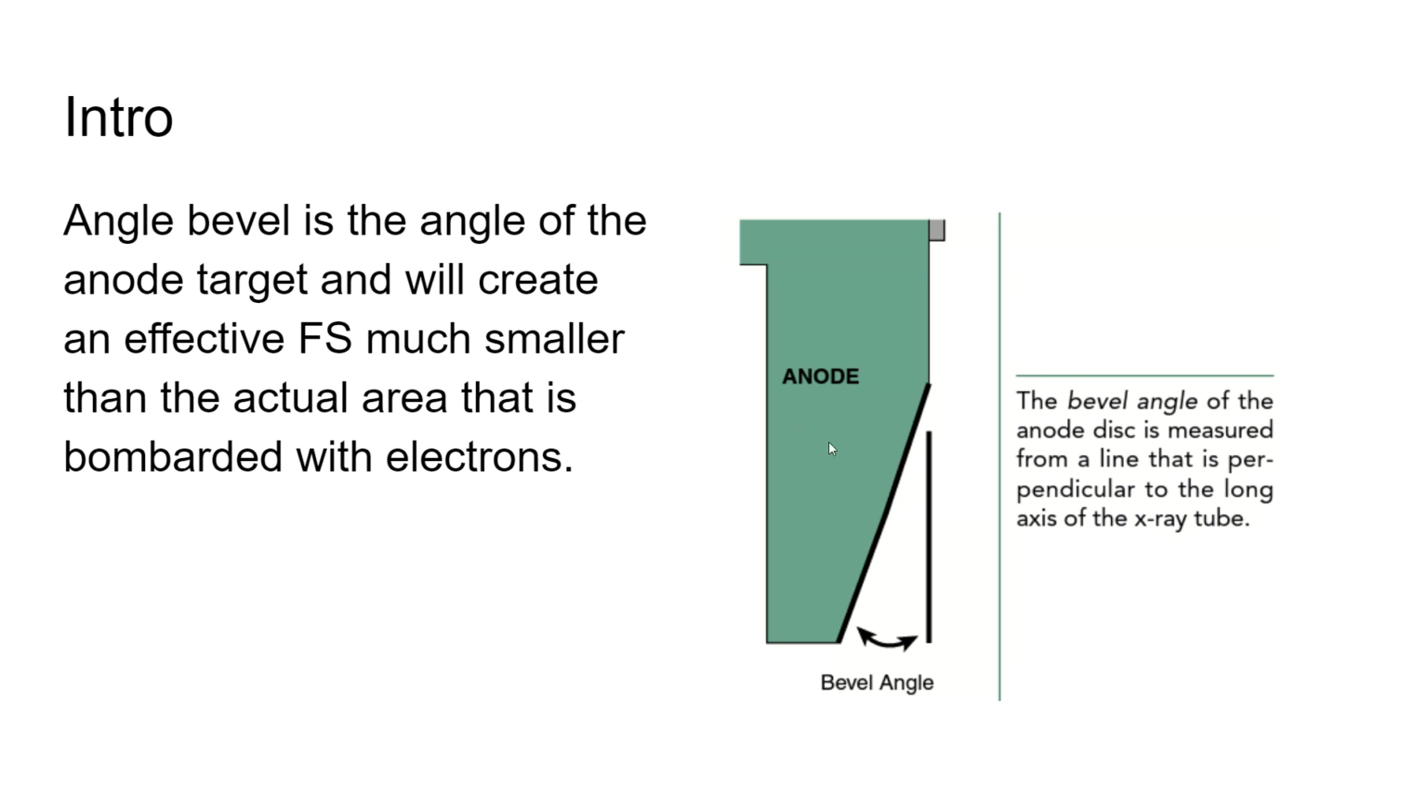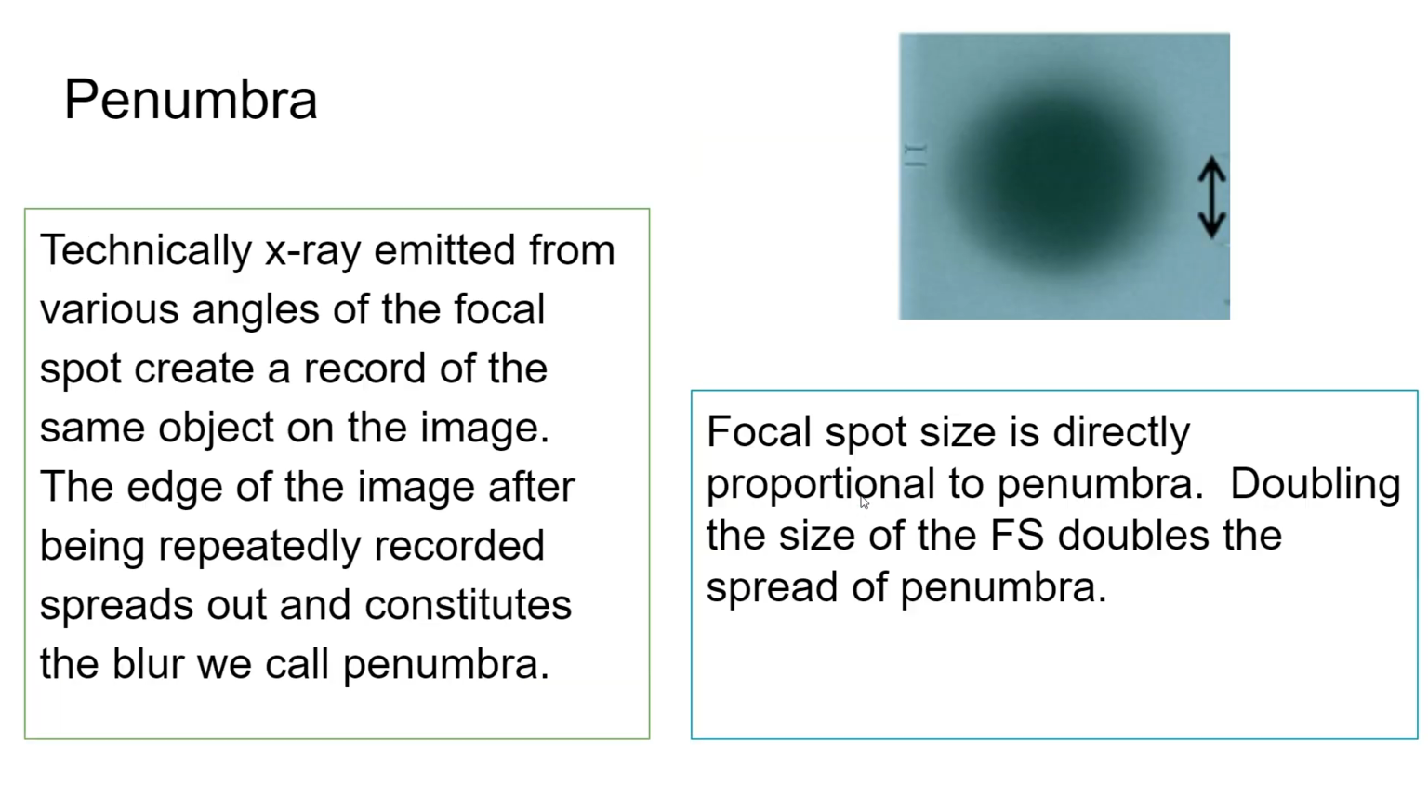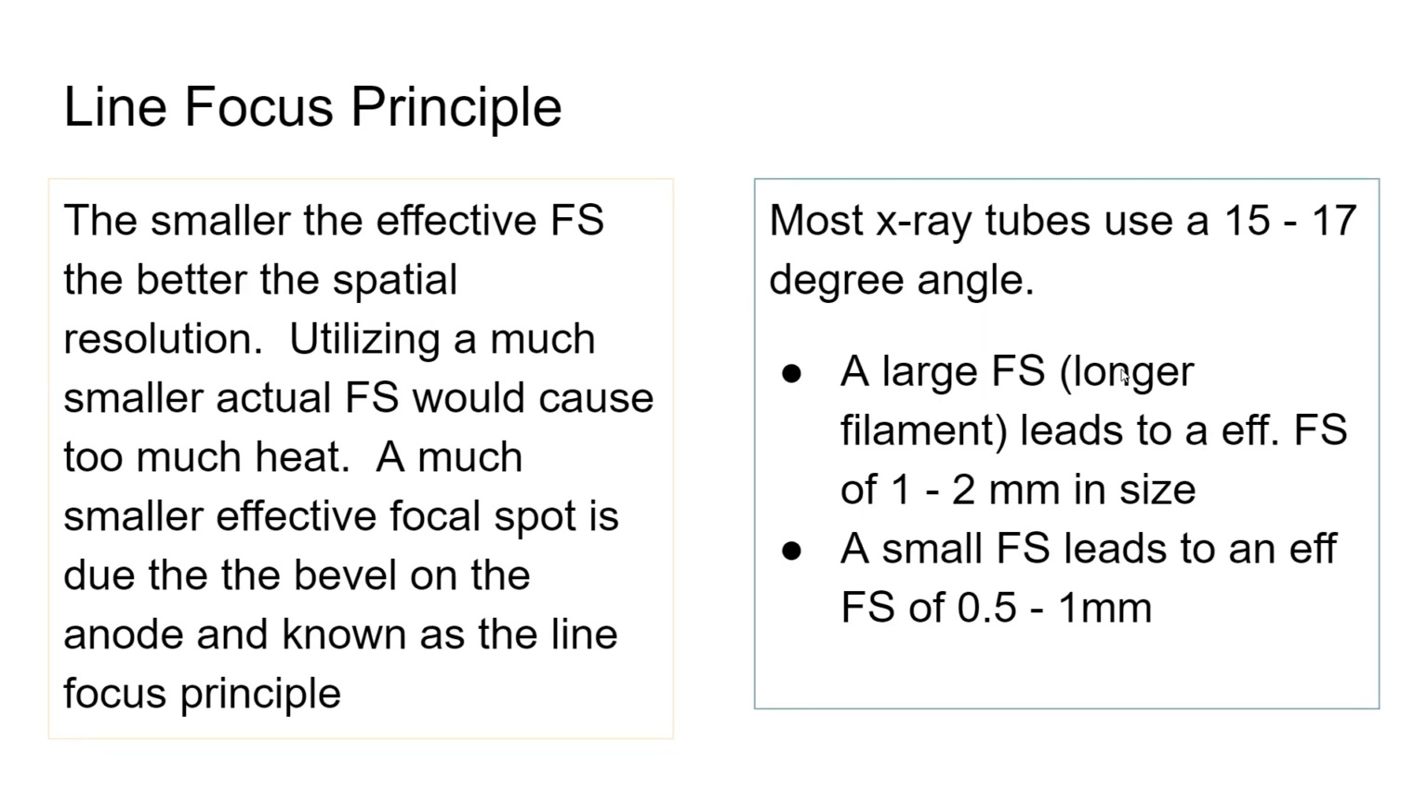So that angle, if it were to be on average between 15 and 17 degrees, using a large focal spot, that will decrease our effective focal spot down to 1 to 2 millimeters, right? That's much smaller. And if we use a small focal spot, we're actually down to less than a millimeter, half of a millimeter, 0.5 to 1 millimeter, right? So as we just said, the smaller the effective focal spot, the better the spatial resolution.